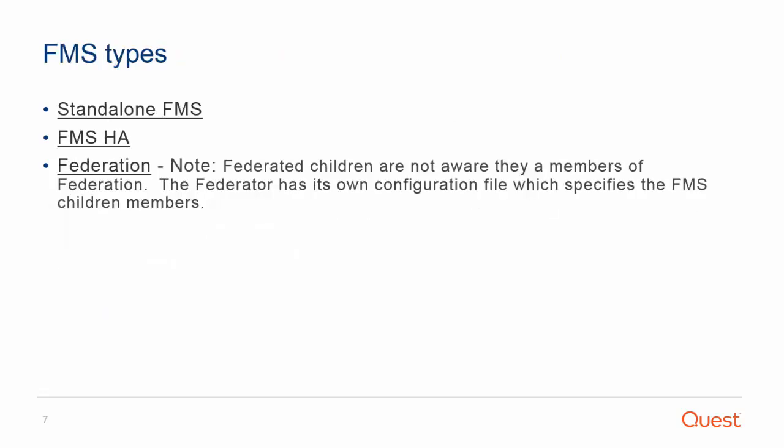There are 3 FMS types: a standalone FMS, an FMS high availability installation, and a federation server. Note that federated children are not aware that they are members of a federation. The federator has its own configuration file which specifies the FMS children members.